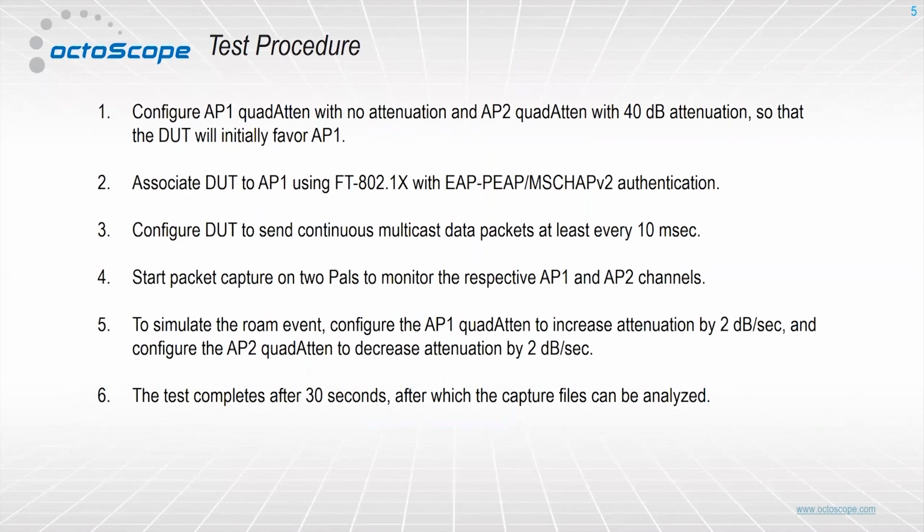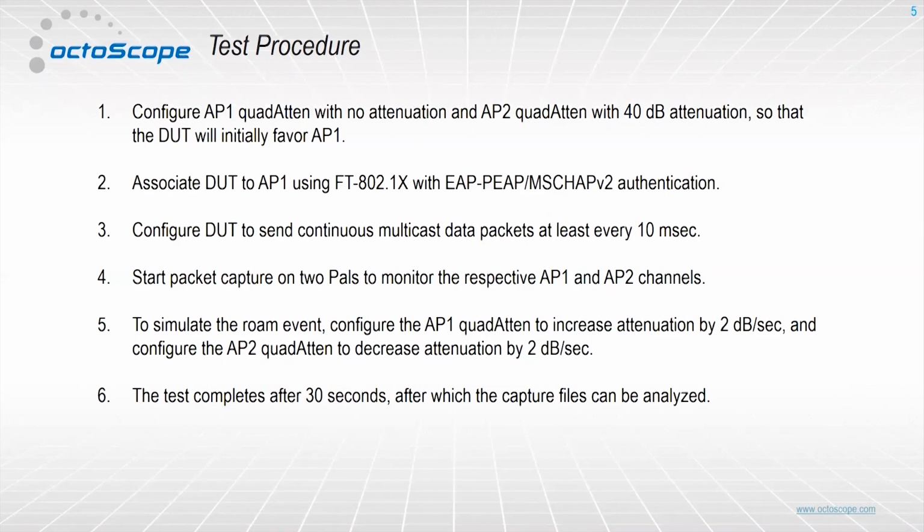We are using PEAP MSCHAPv2 authentication, and that's just to verify that we are actually doing a fast transition and that we're not re-authenticating when we move from the first access point to the second one. And the way we're measuring the roam is we're sending multicast packets from the iPad. I have an app running on the iPad right now that's sending out multicast packets every 10 milliseconds. So that gives us about 10 milliseconds resolution on the roam.